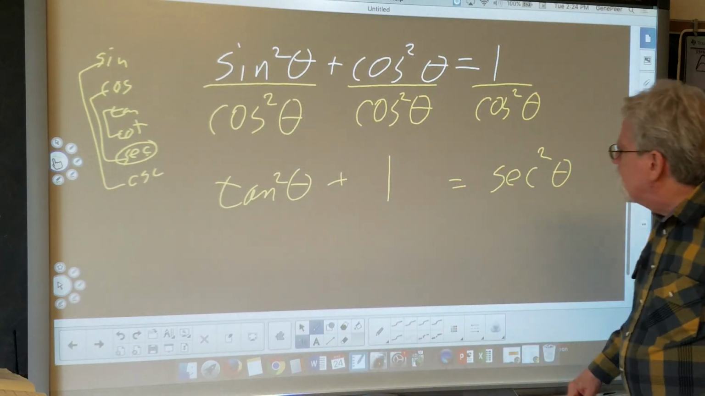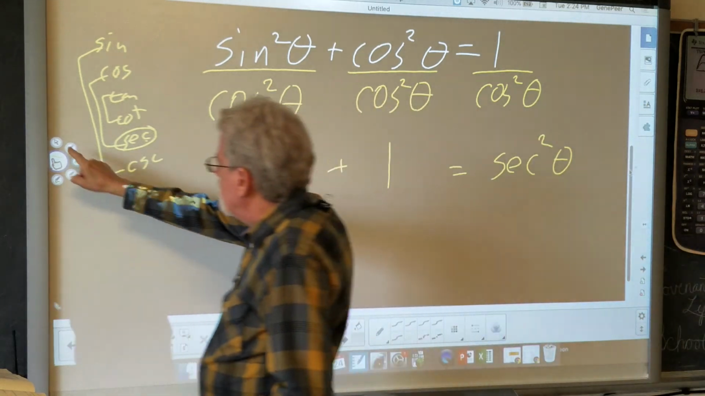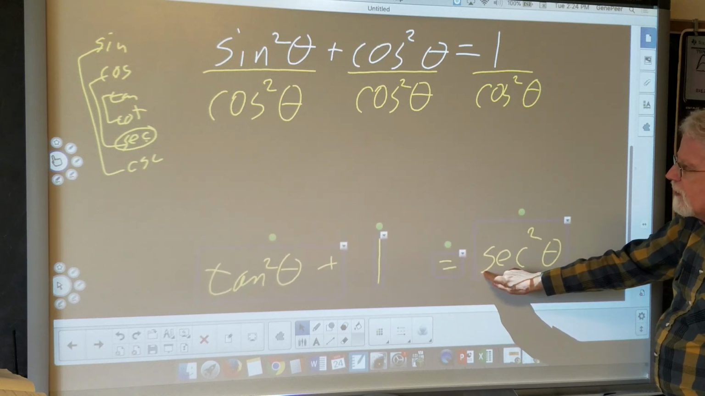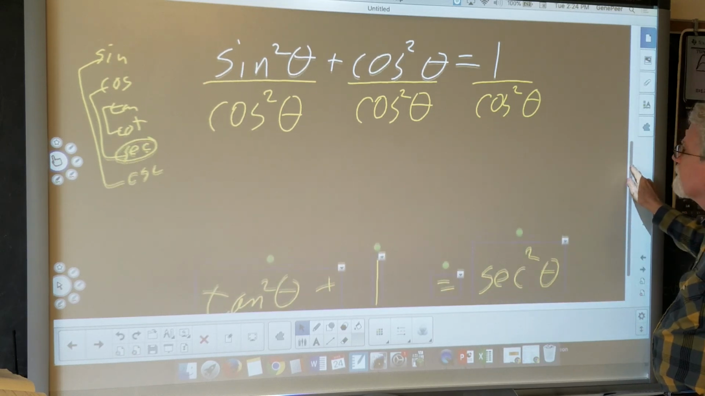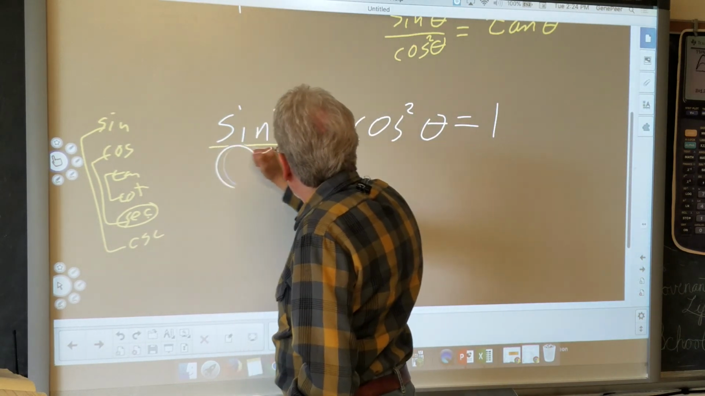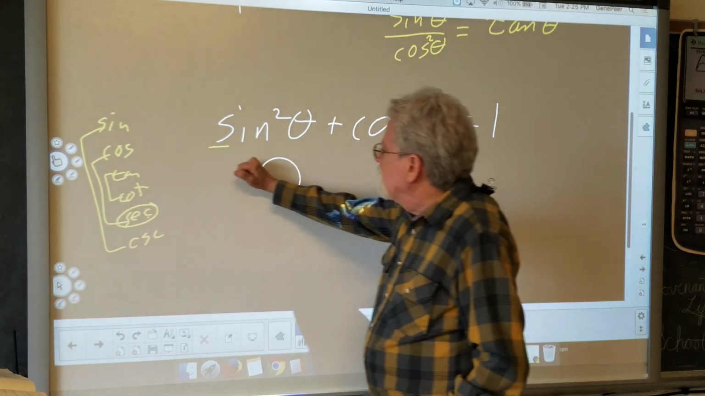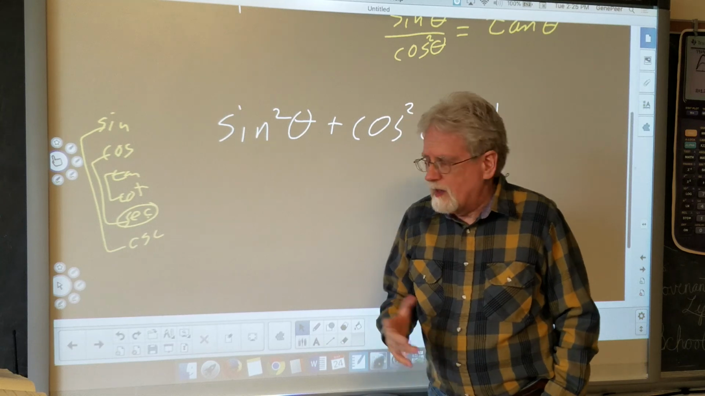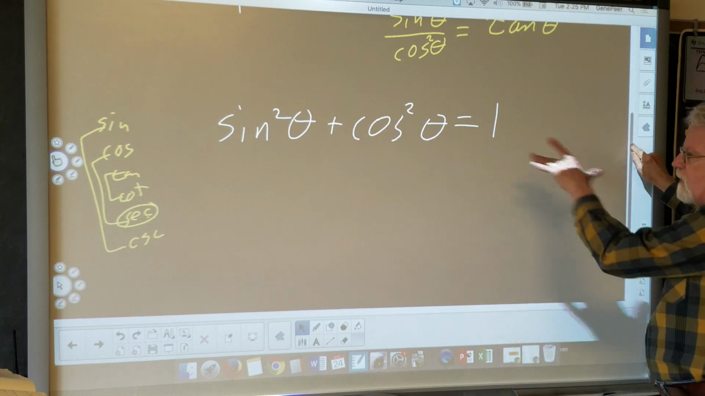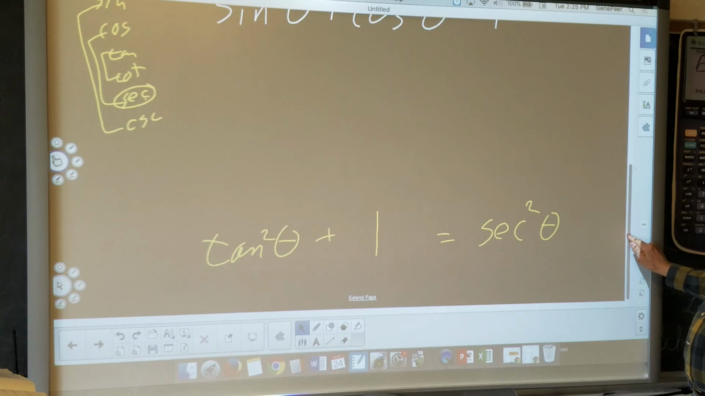Let's back up now. Let's get fancy here. I'm going to take this and move it down there out of the way for a moment and go back to the beginning, starting with sine squared theta plus cosine squared theta equals 1. You might be able to guess what I'm going to do next, or maybe you can't. We just found out what happens if we divide both sides of the equation by cosine squared theta. We get that, which is pretty cool.